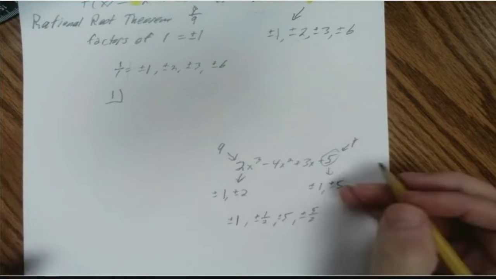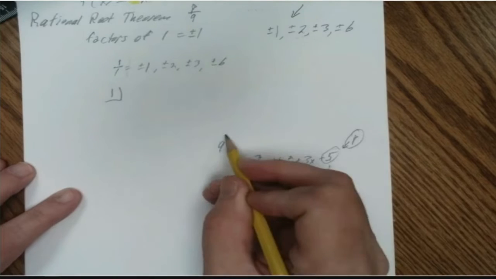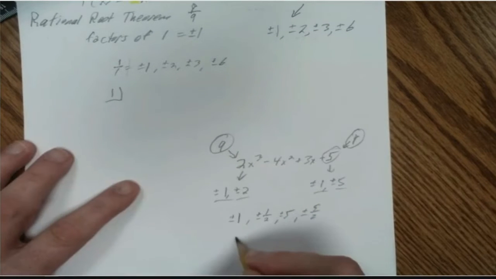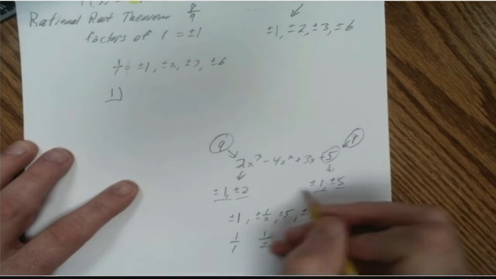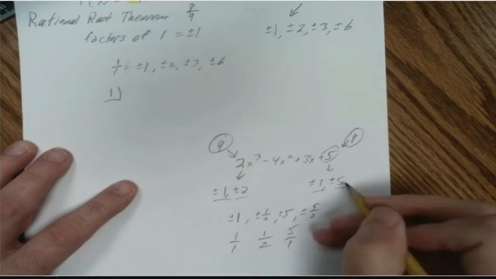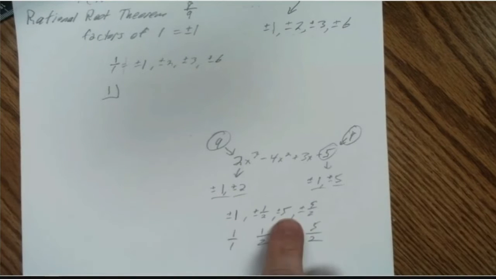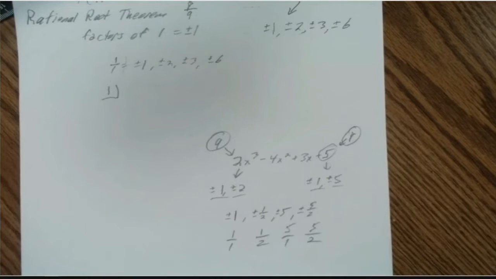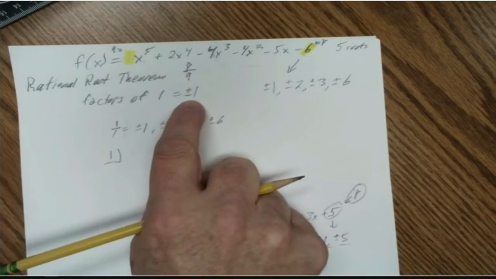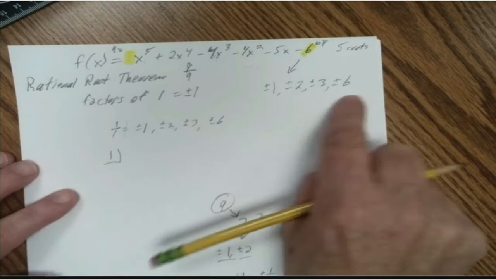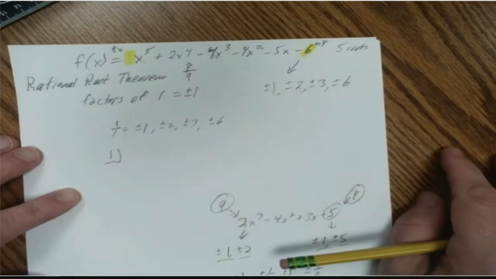Because we just take all the possibilities of P and put them over all the possibilities of Q. 1 over 1, 1 over 2, 5 over 1, and 5 over 2, which simplified to just 1 and 5, and 1/2 and 5/2. Now up here, since all of the Q's are 1, we just use all the P's because putting this over 1 just equals the same number.